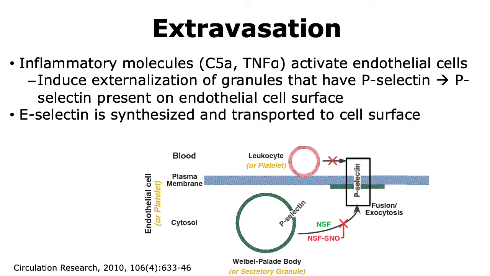What should be noted is that P-selectin is the first selectin that is expressed on the endothelial cells during an infection. Once P-selectin is expressed on the cell surface, there is a signal in the cell to induce the expression of another selectin, which is E-selectin. And once E-selectin is expressed, it will also be transported to the cell surface.